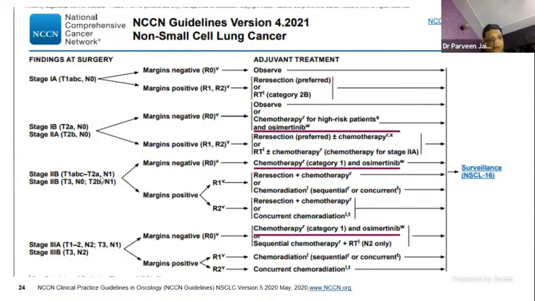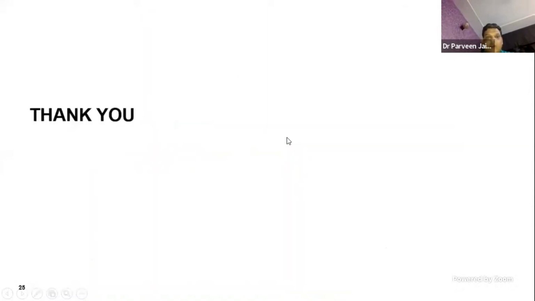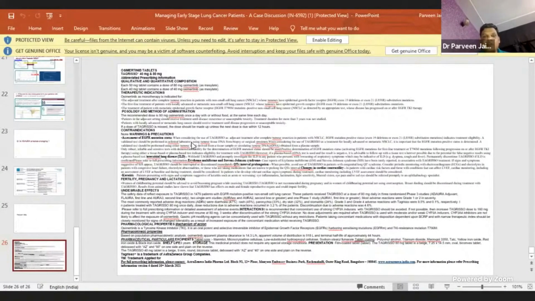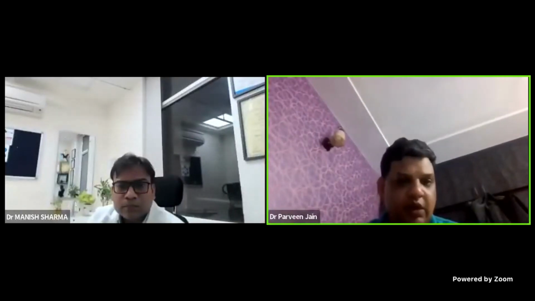And similarly, NCCN guidelines also recommend chemotherapy followed by osimertinib in those who have early stage EGFR mutated lung cancer. With this, I would like to conclude the panel discussion. And I would like to express my vote of thanks to Dr. Manish Sharma and AstraZeneca for giving me this opportunity. If there are any questions, I think we can take them up and discuss.